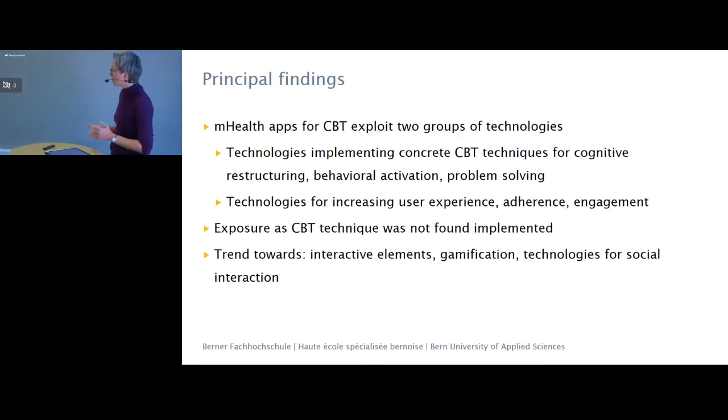We found a trend towards use of interactive elements in these mobile mental health apps, gamification, and technologies for social interactions. That's what I mentioned before.